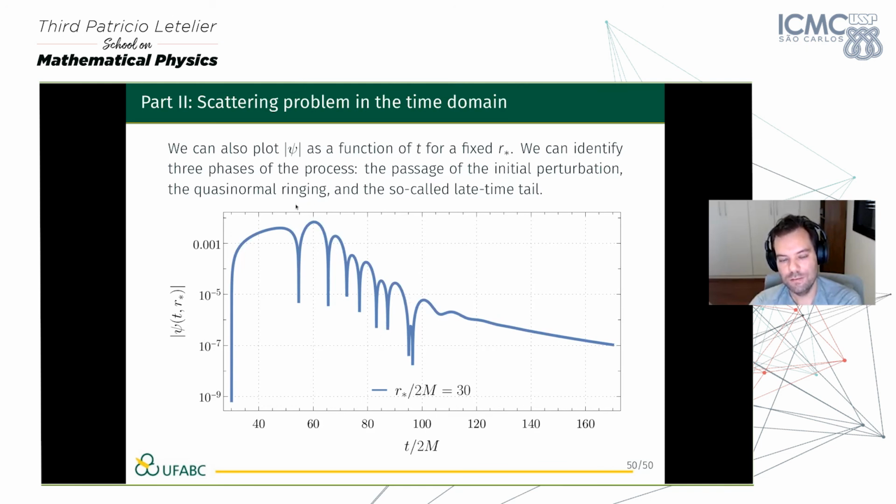And if you find a line here and then calculate the angular coefficient, it should match the values found using the continued fraction method in the frequency domain. At least the most stable, the fundamental mode, should be this one. And then you have this final phase here, which is the so-called late time tail, where the behavior of the field is not exponential anymore. It's decaying now polynomially in time. So it's a polynomial. And people also study that a lot.